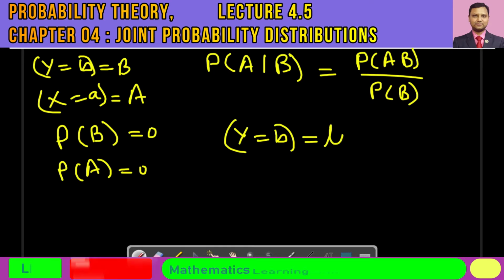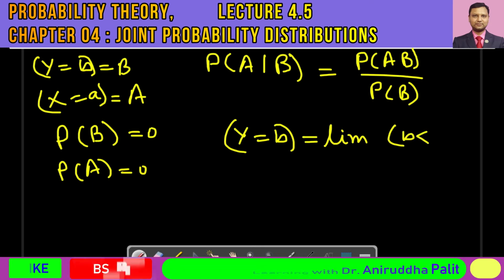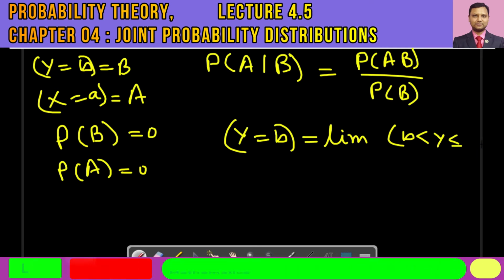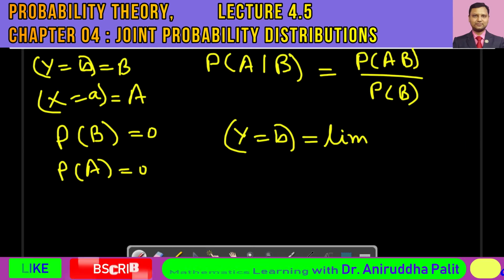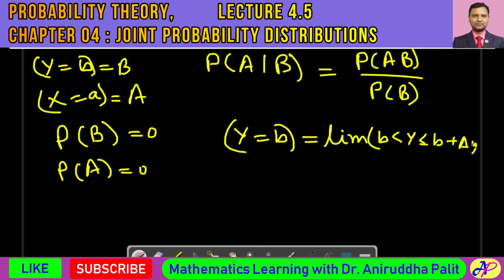We say that Y is equal to b is actually the limiting case of the event that b less than capital Y less than or equal to b plus delta y. Or in your book you may have this type of idea. Over here, of course, delta y tending to 0.